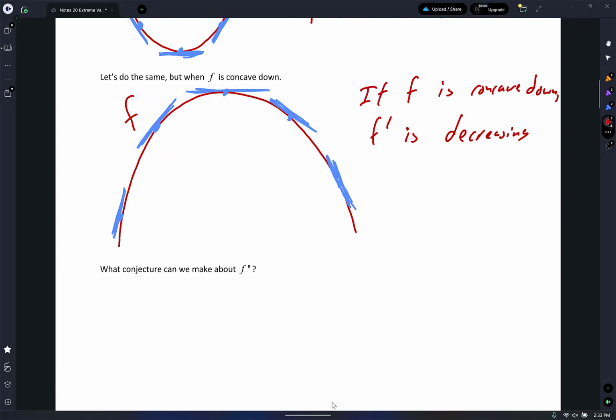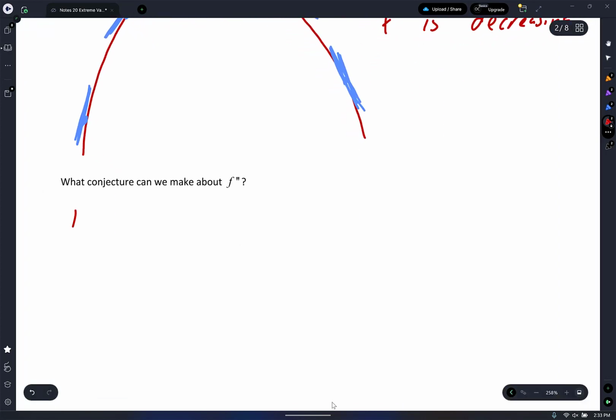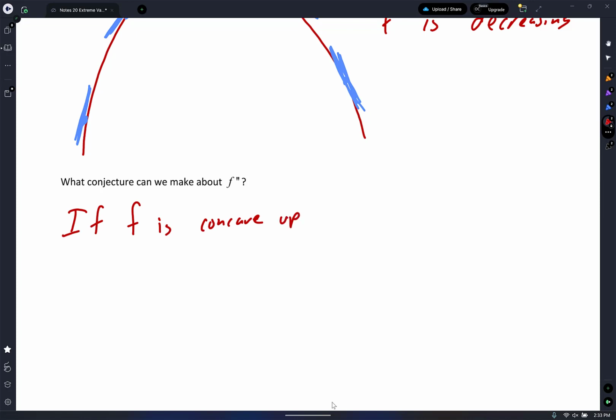What conjecture can we make about F prime prime? So let's see, guys. So think about it. If F is concave up, here's what we already said. We said that if F is concave up, that means F prime is increasing. That's what we said, right? Okay, well, how does that relate to F prime prime? No, F prime prime is not increasing. No.